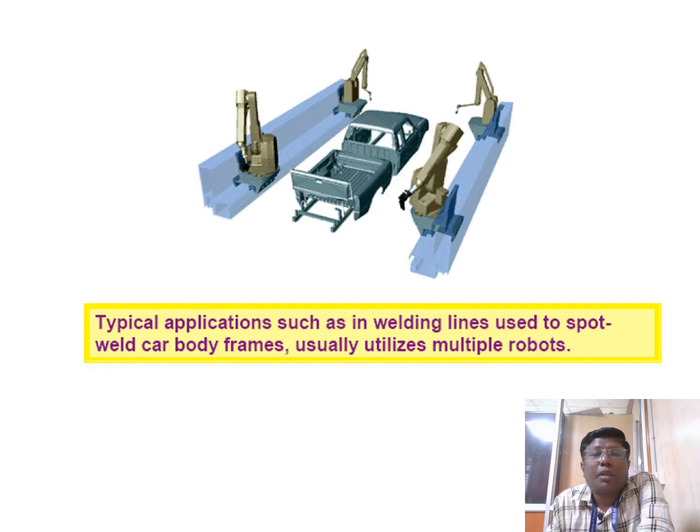Now there is a welding robot, how can it be done? Almost all car manufacturing has a layout like this. The robots are placed here. This robot's end effector will come here and do the required operation. This end effector will come here and do the required operation. This end effector will come here and do the required operation.